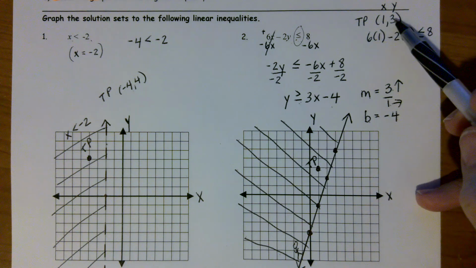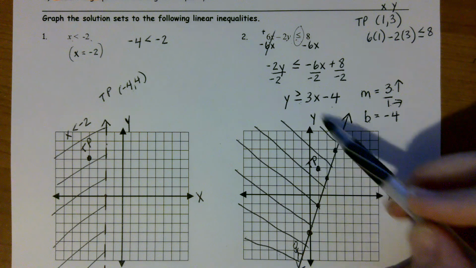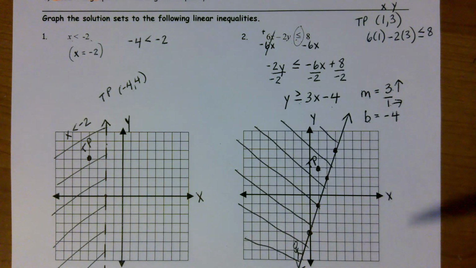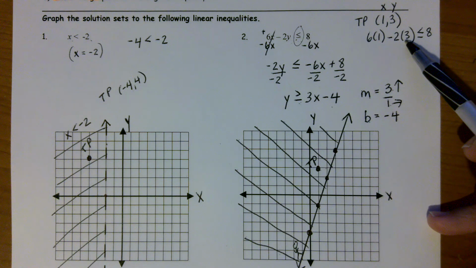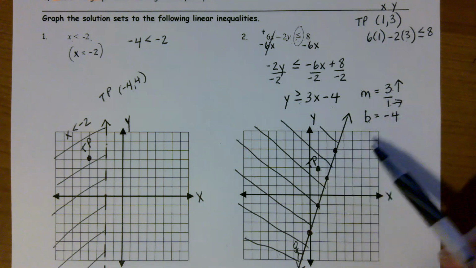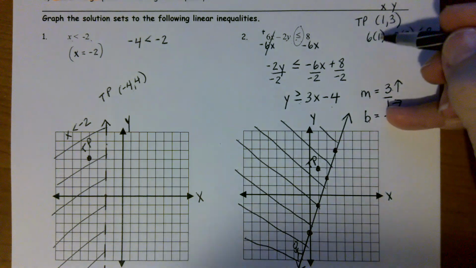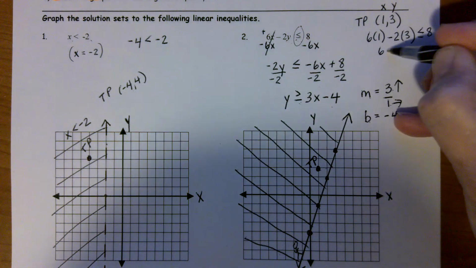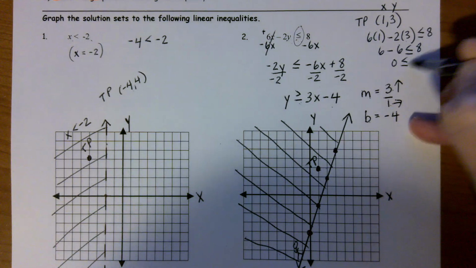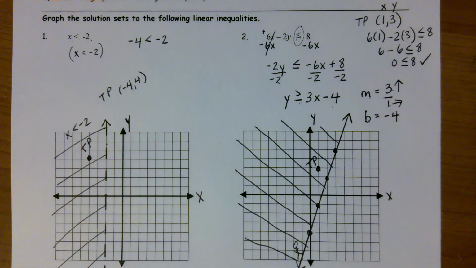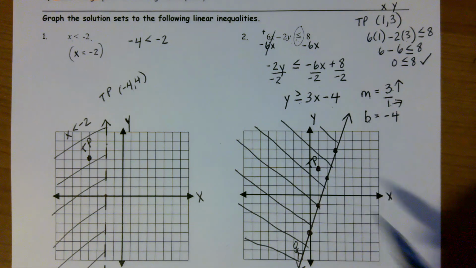Remember, if the testing point makes this true, then we know the testing point works, so everything on this side of the boundary line would work. If the testing point is not making this true, then that means it does not work, and everything on the other side of the boundary line should be shaded. Okay, so let's see. This is 6 minus 6 less than or equal to 8. Is it true that 0 is less than or equal to 8? Absolutely. So we know for sure that this side should have been shaded correctly.